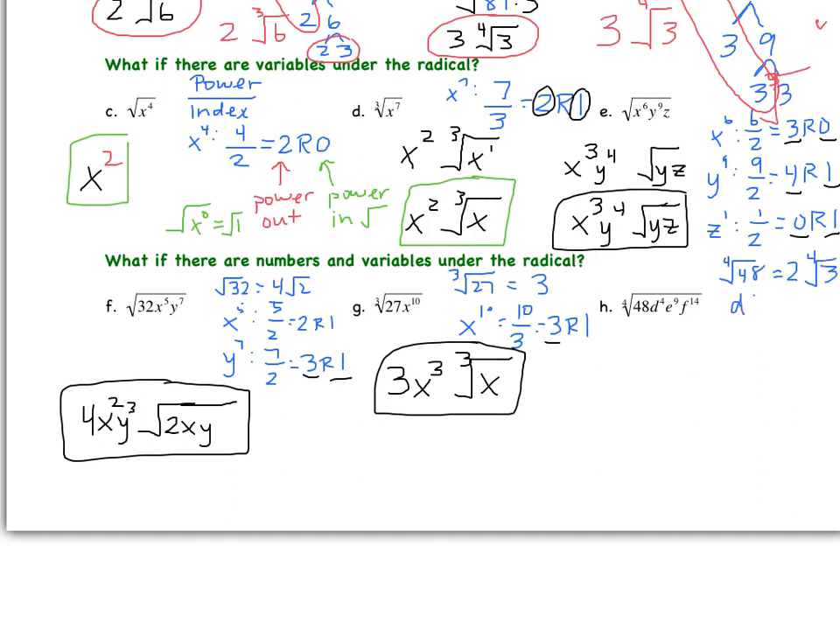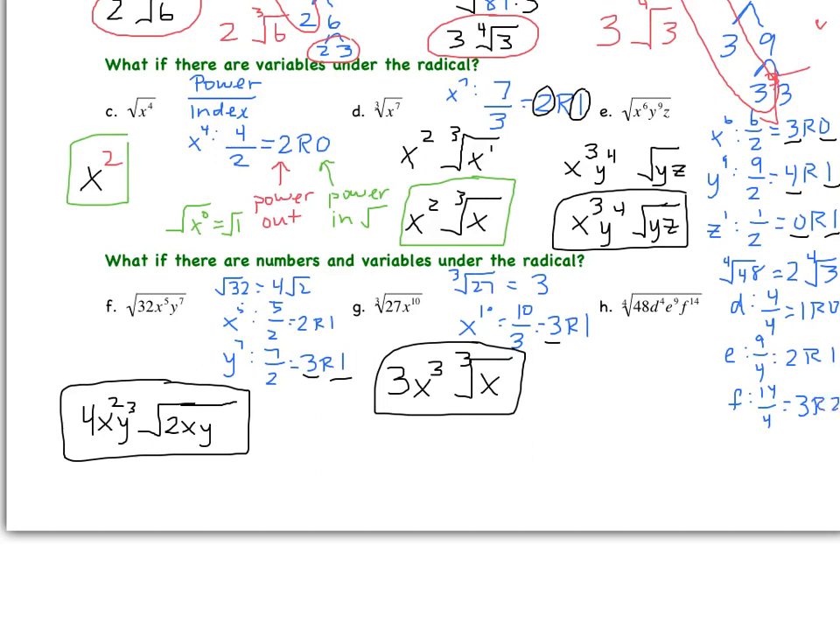For our d's, we take our power and divide it by our index. We get 1 with a remainder of 0. For e, we take 9 and divide it by our index. We get 2 with a remainder of 1. And for f, we take our power, 14, divided by our index. We get 3, remainder 2.